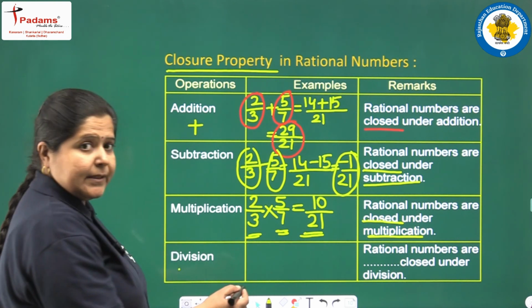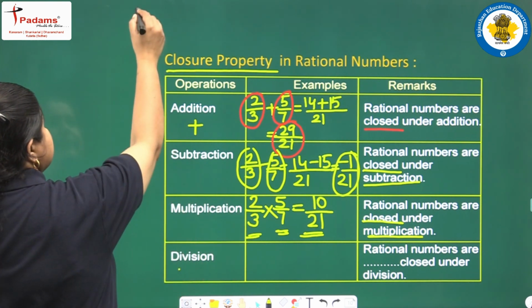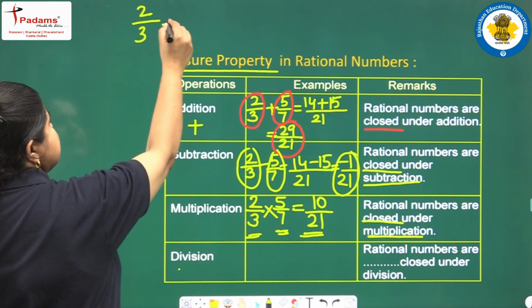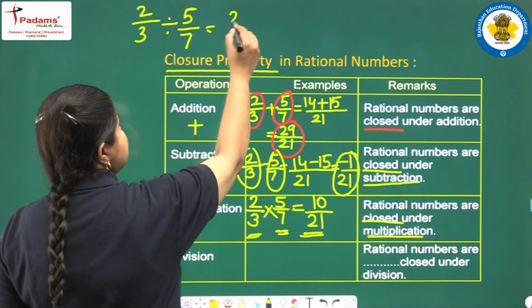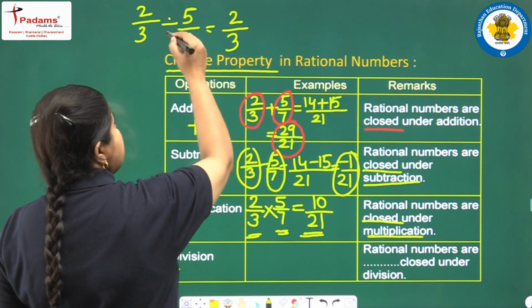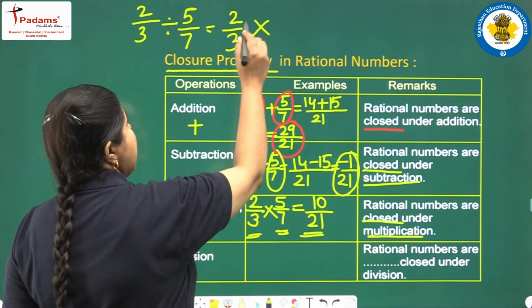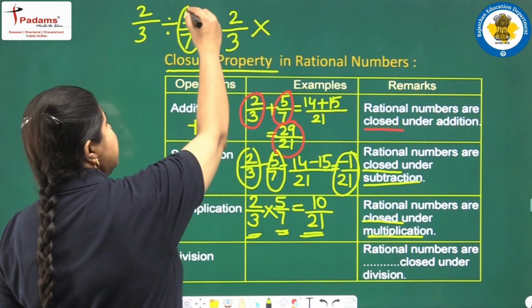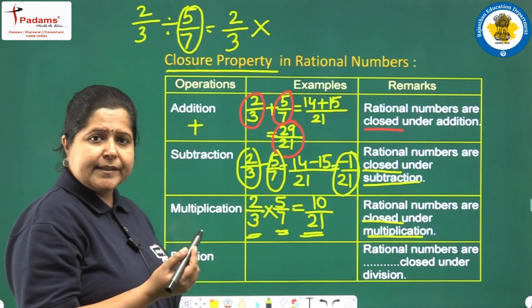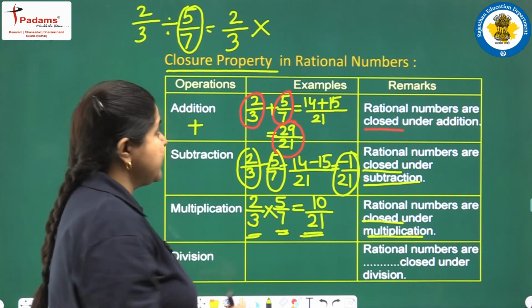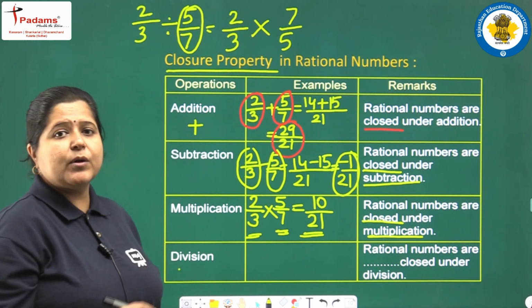Let us take some other example, or let us take 2 by 3 divided by 5 by 7. How do we divide them? 2 by 3 is written as it is. The sign of division is converted into multiplication sign, and the second number we reverse. That is, the numerator is taken to the denominator and the denominator to the numerator. We exchange both the digits. This is called the reciprocal of the number.